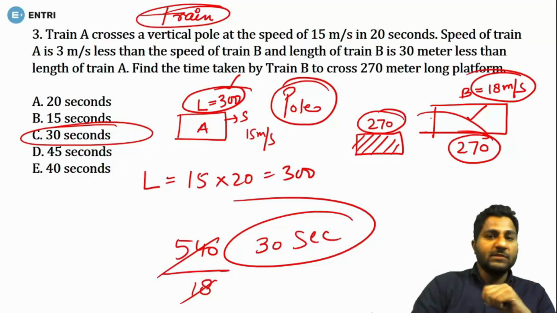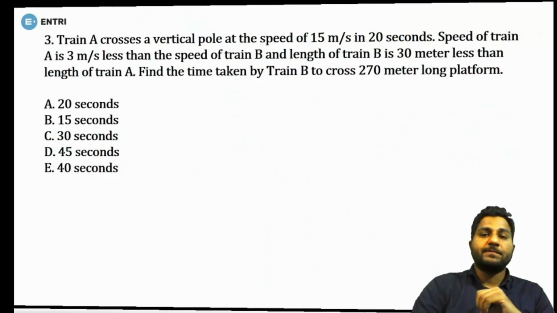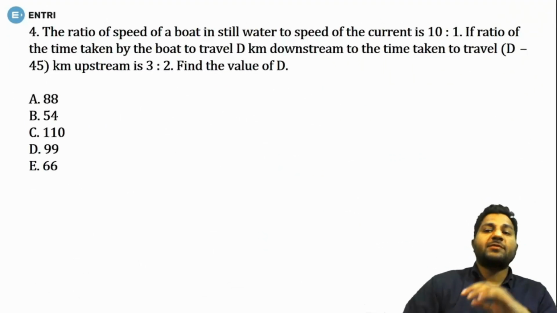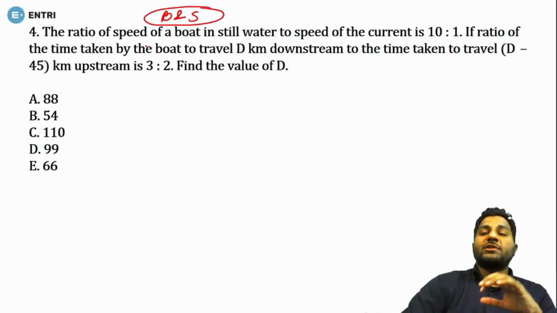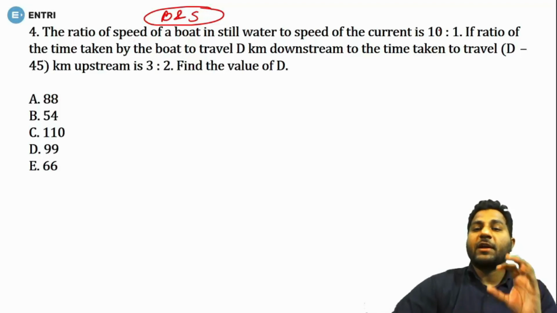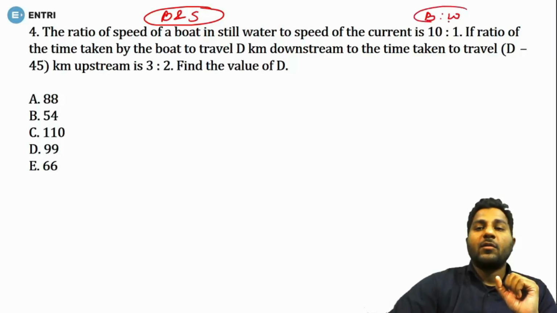Okay, let's move on and see the next question. The next question is based on boat and stream. As I have always told you, this boat and stream question will always be asked. Look at this: the ratio of the speed of the boat in still water to the speed of the current. So we have got the ratio of boat and water.